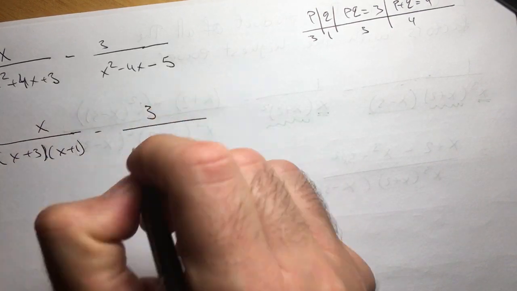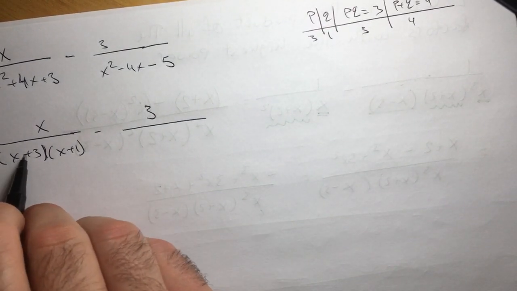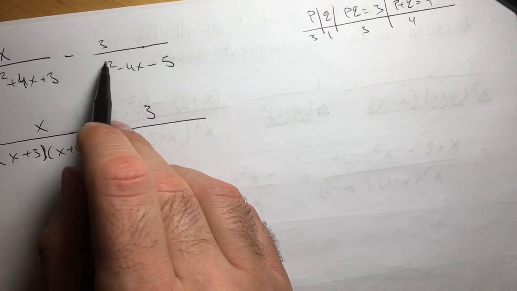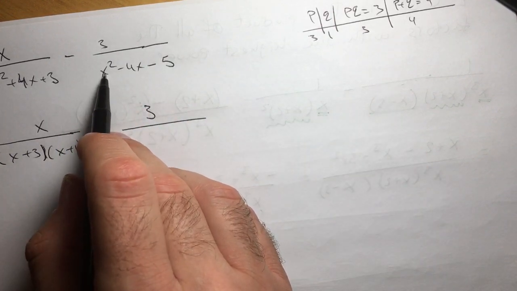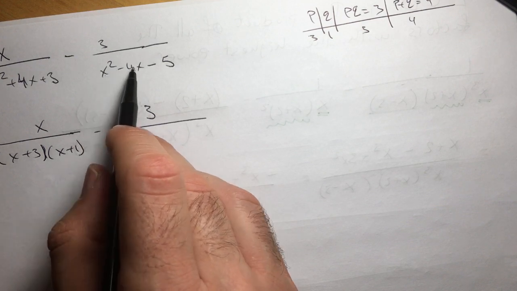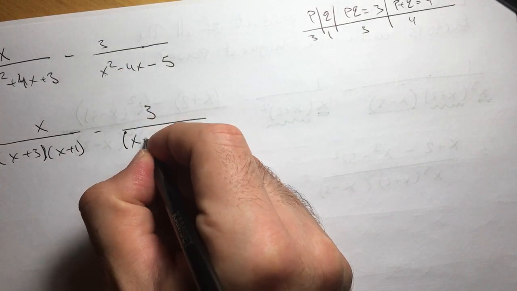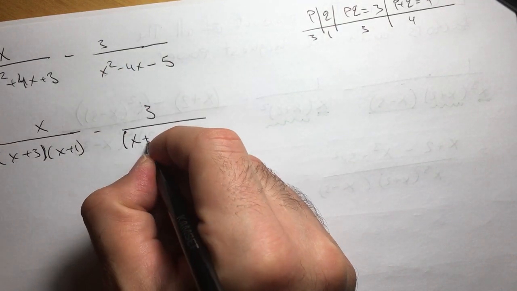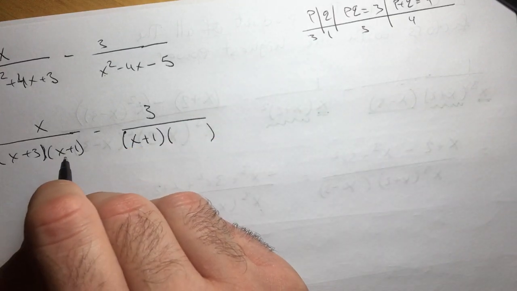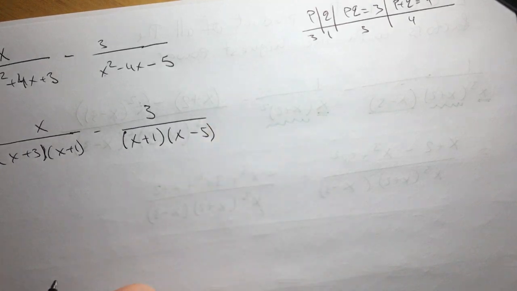Now it is slightly easier. We are hoping that one of these two factors is here. Okay, so let's try with negative 1. Negative 1 squared is 1. Negative 4 times negative 1 is 4. 1 plus 4 is 5, minus 5 is 0. So this denominator has the factor x plus 1, and now finish factoring the denominator. That's x minus 5.